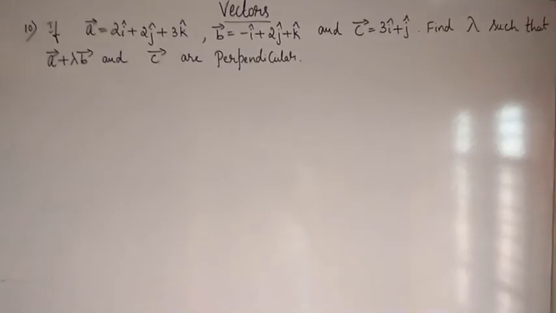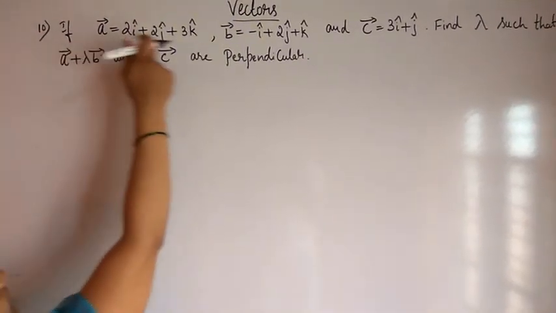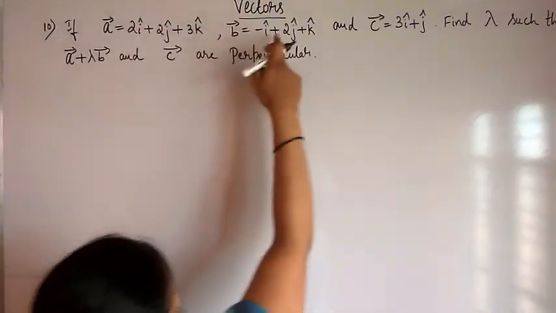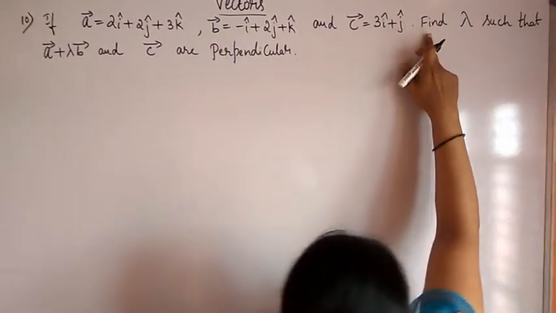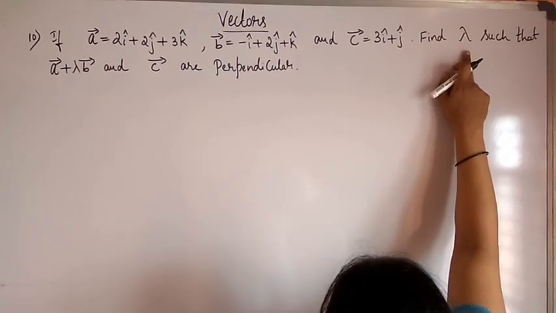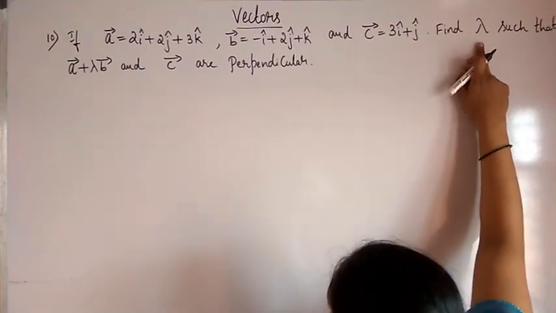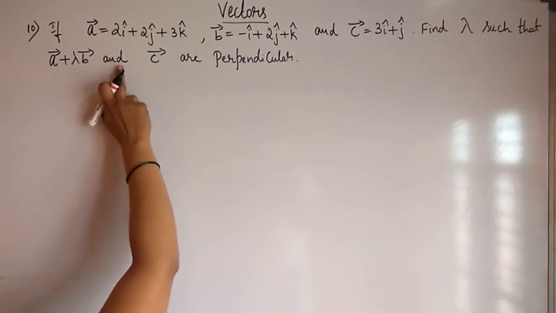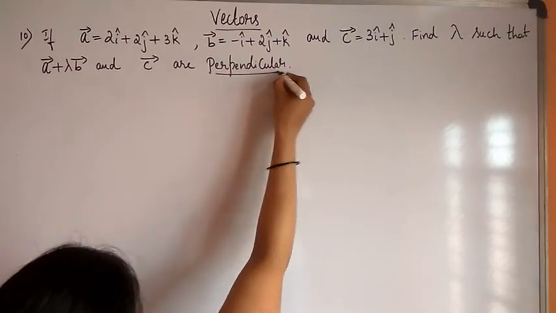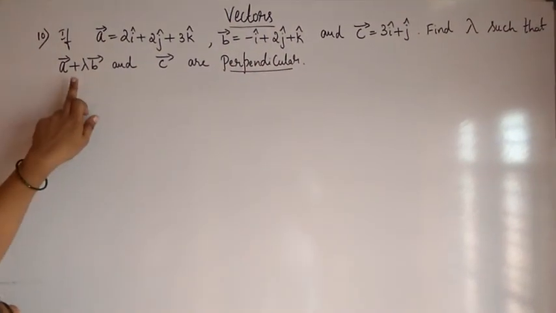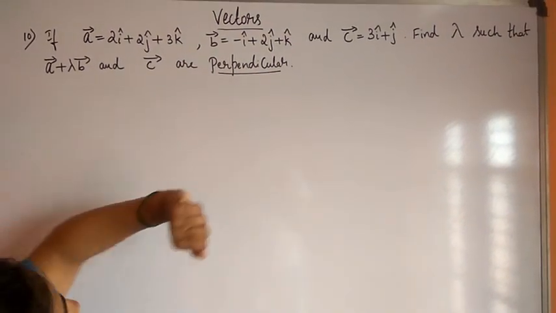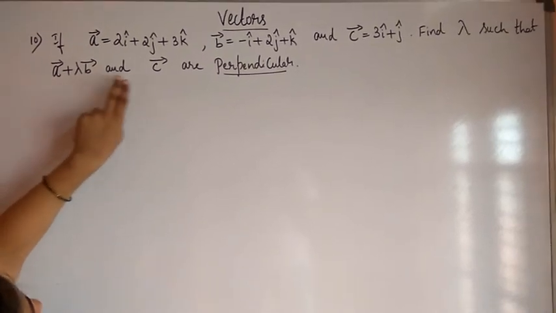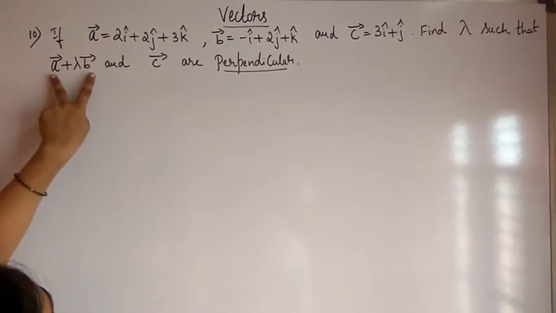Okay. So next is, given three vectors, vector A, vector B and vector C, find lambda. So here we have to find the value of lambda, but the question continues, such that vector A plus lambda B vector and C vector are perpendicular. See here, given that these two vectors are perpendicular. Okay. First, let us find vector A plus lambda B vector. C vector is directly given, but we have to find this vector now.